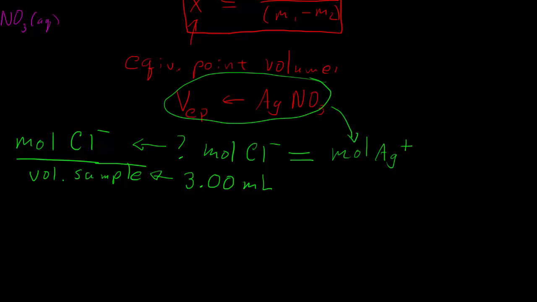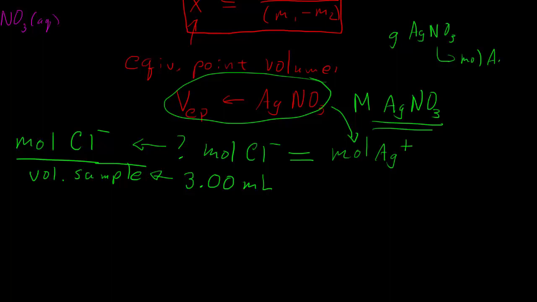And so we just need to go from volume of silver to moles of silver. We can do that as long as we know the molarity of our silver nitrate solution. And we do know that because we mixed up that solution ourselves. We weighed out a certain number of grams of silver nitrate, and from that, we can figure out moles of AgNO3 using the molar mass. Then we dissolve that silver nitrate very precisely in a fixed amount of volume, let's say 250 milliliters, so that's 0.250 liters. We just do this division, and that will tell us the molarity.